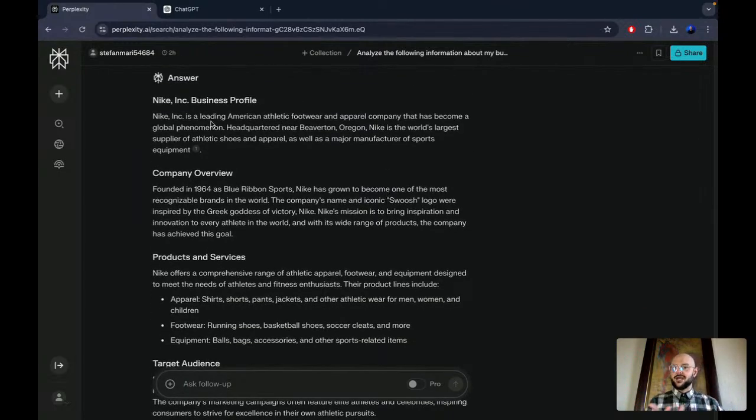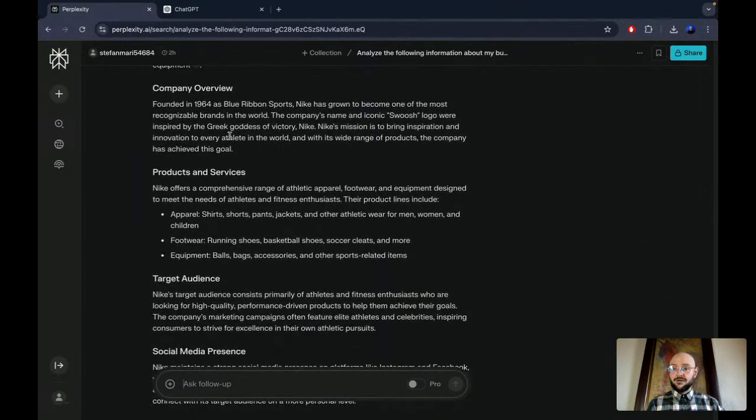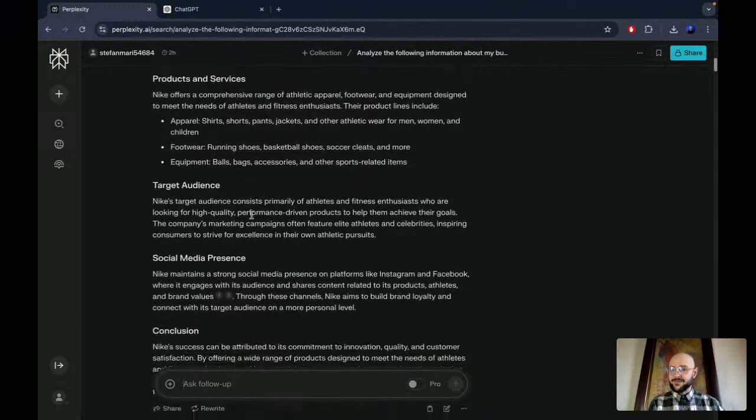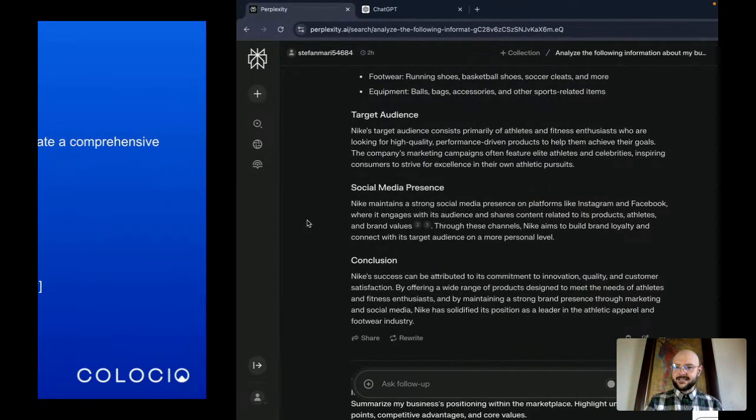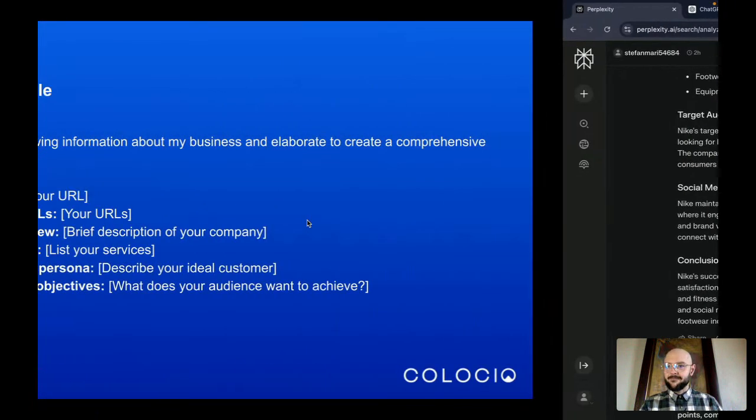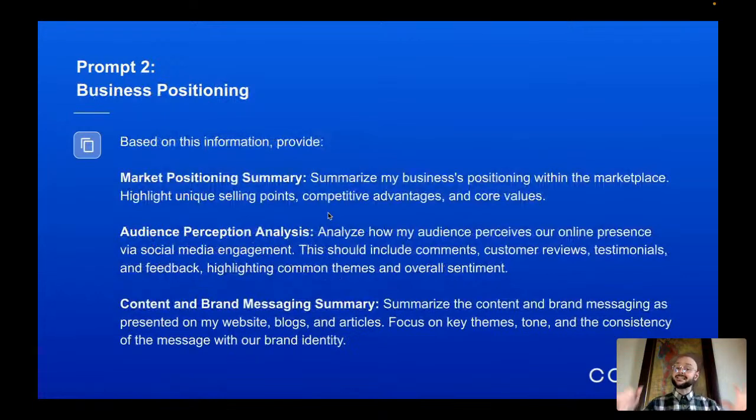So now it has your business profile, your company overview, products and services you offer, your target audience, social media presence, and as you can see here, there are references where it gets its information from. Now that the AI has context of your business, the next prompt is going to be your business positioning. This is how your business fits into the marketplace. So, your market positioning summary and audience perception analysis.